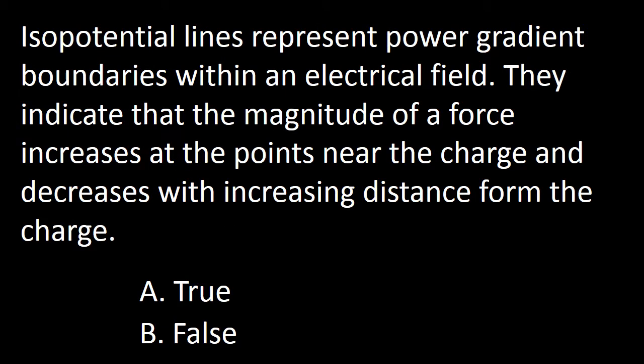Next question. Isopotential lines represent power gradient boundaries within an electrical field. They indicate that the magnitude of a force increases at the distance near the charge and decreases with increasing distance from the charge. A true, B false.